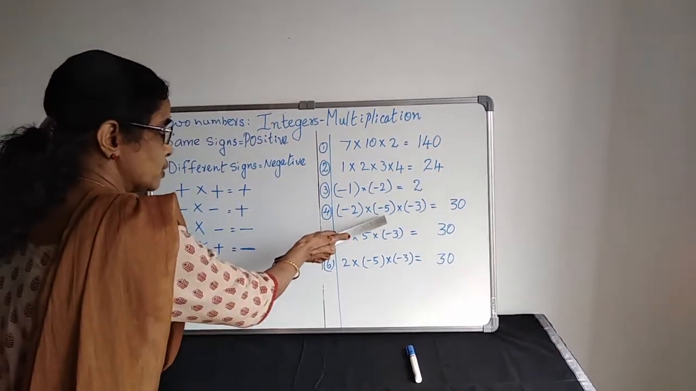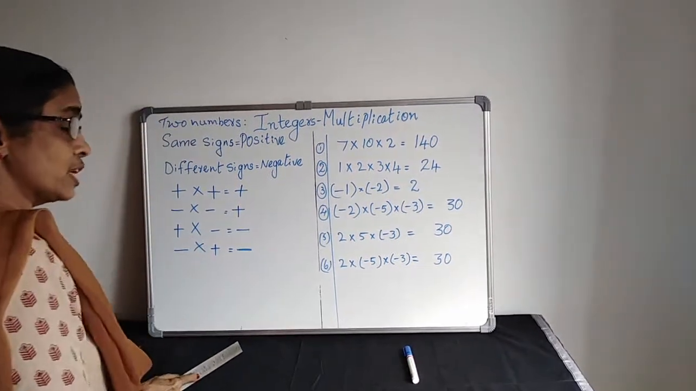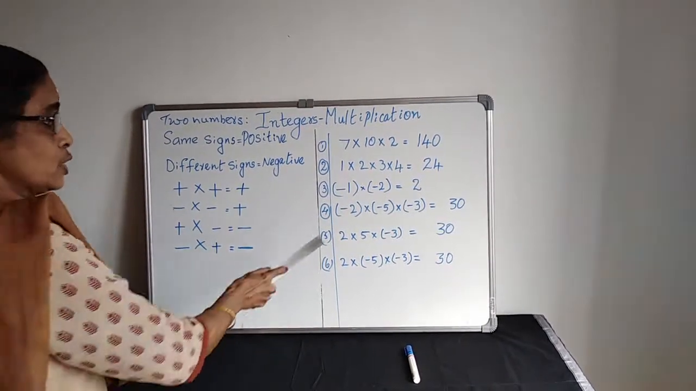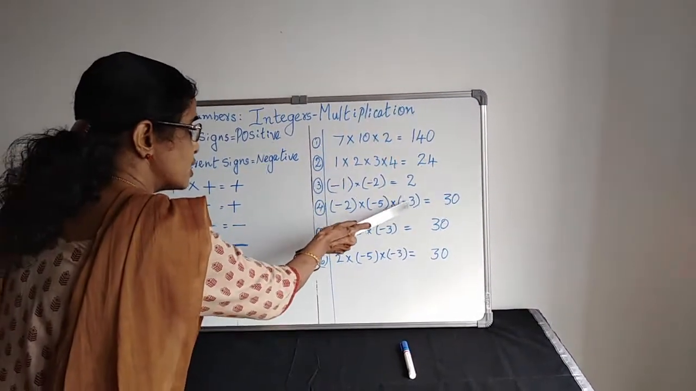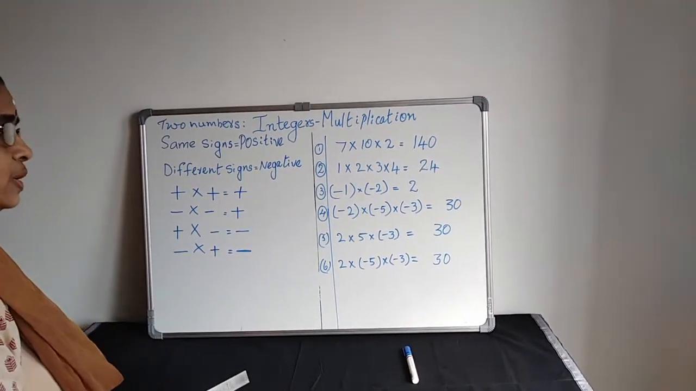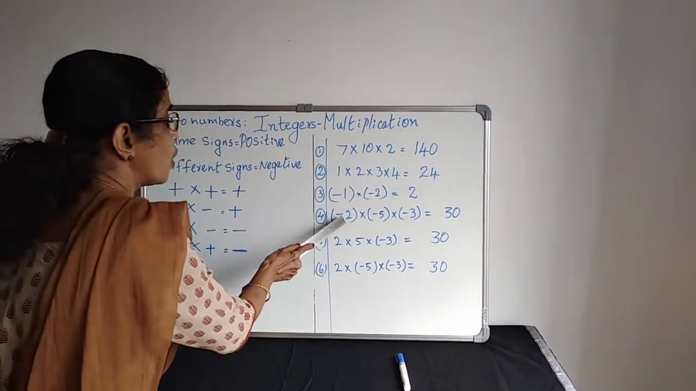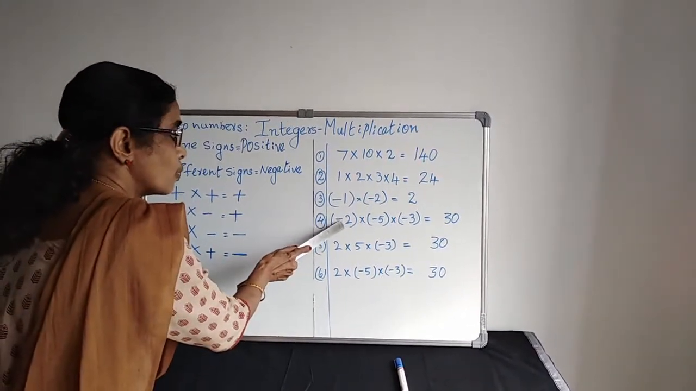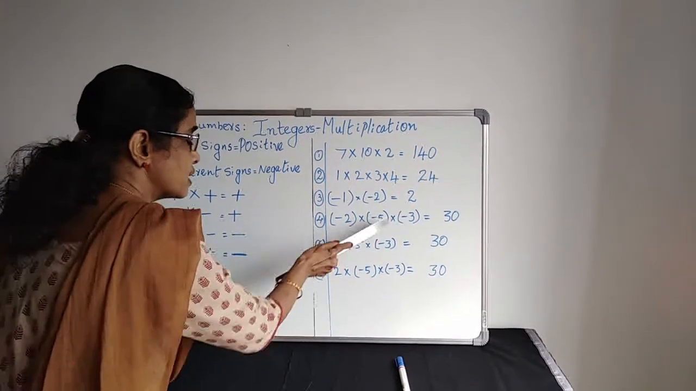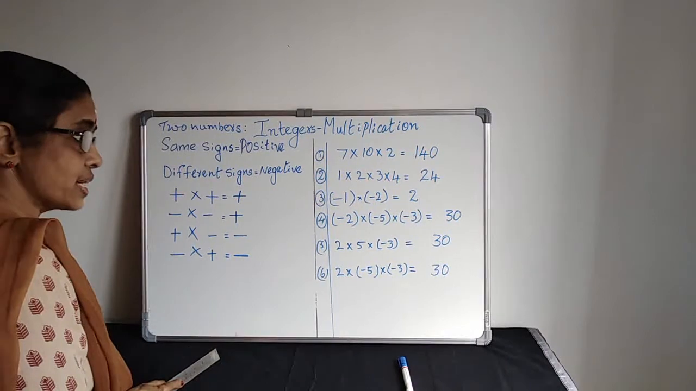Negative 2 into negative 5 into negative 3. Here, we can first multiply. 2 into 5 makes 10. 10 into 3 makes 30. The answer is 30. For deciding the sign, we can do it in two different ways. One is the odd number: 1, 2, 3. There are an odd number of negatives.